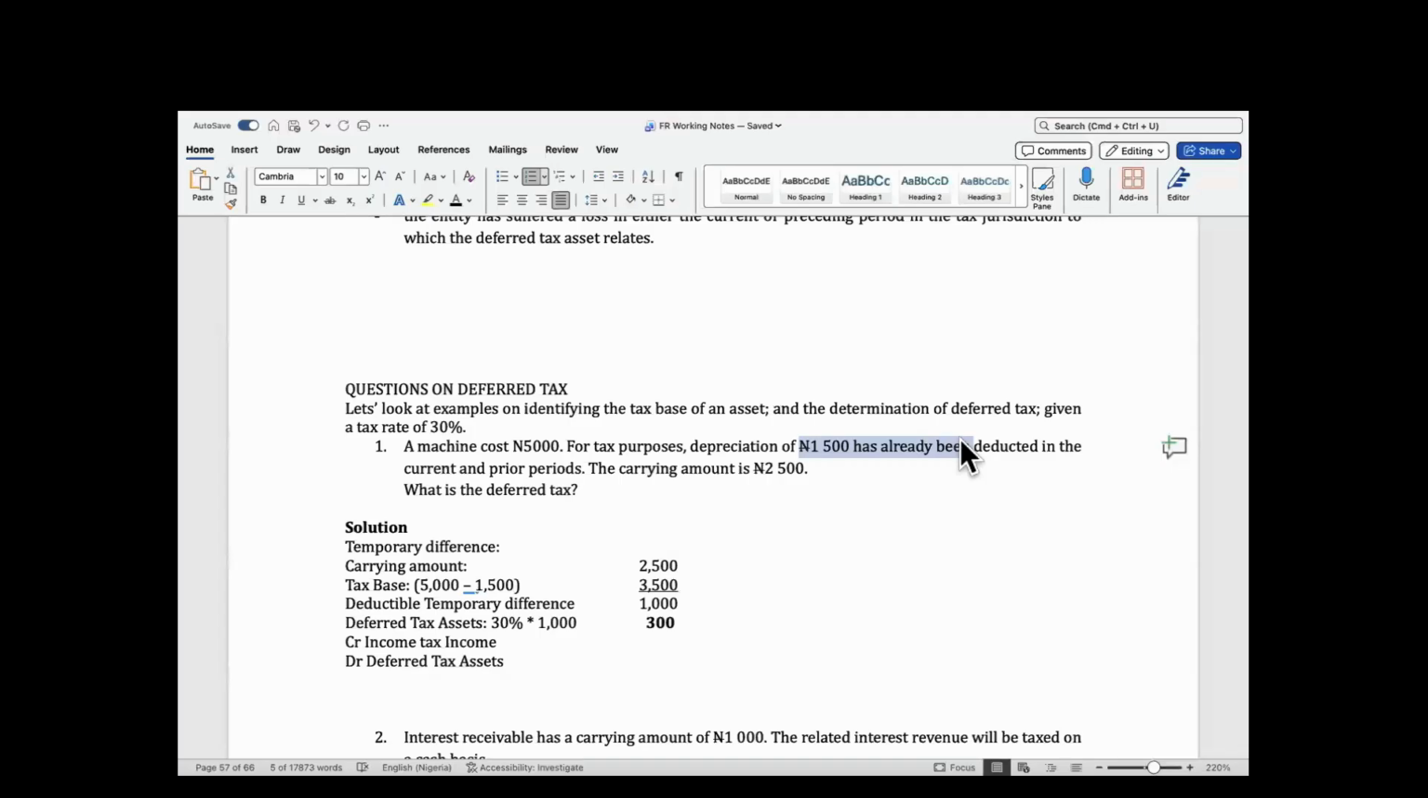Okay, thank you, sir. My question is, what I want clarity on is these deductible temporary differences. Since I'm saying that the carrying amount is higher than the tax base, like I've explained previously, when the tax authority comes with their own assessment, the company will pay more. So I just want more clarity on this deductible temporary difference.